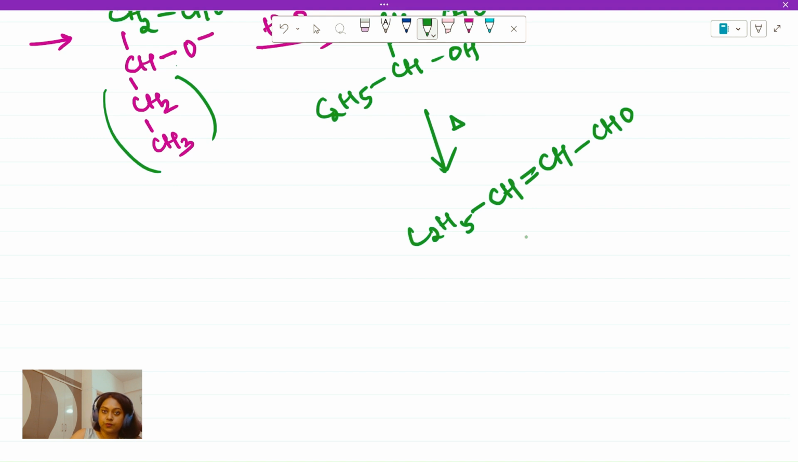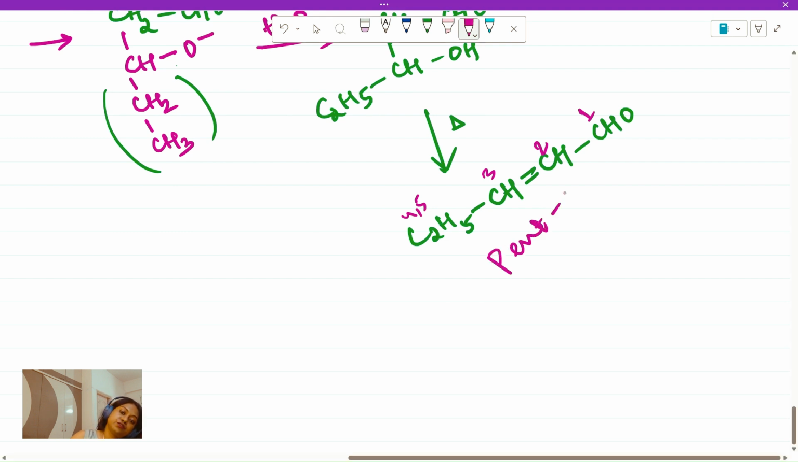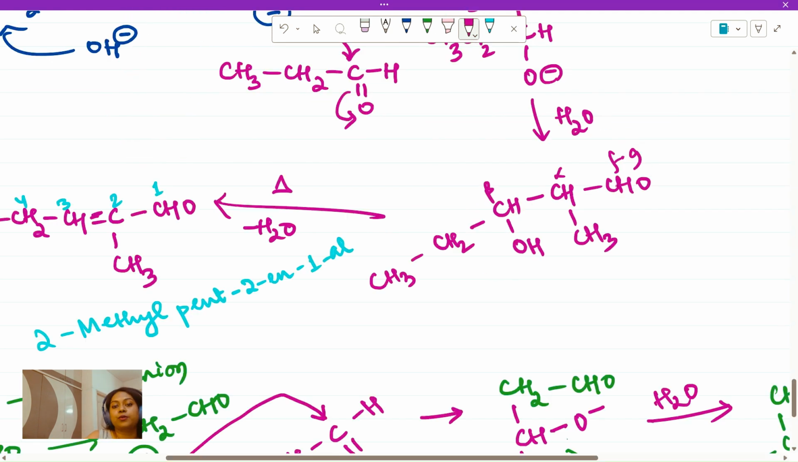What will be the IUPAC name of this? We'll just do that. So 1, 2, 3, sorry, 3 and then 4, 5 is here, there are two carbons. So what do we write? Pent-2-en-1-al. Yes, okay.